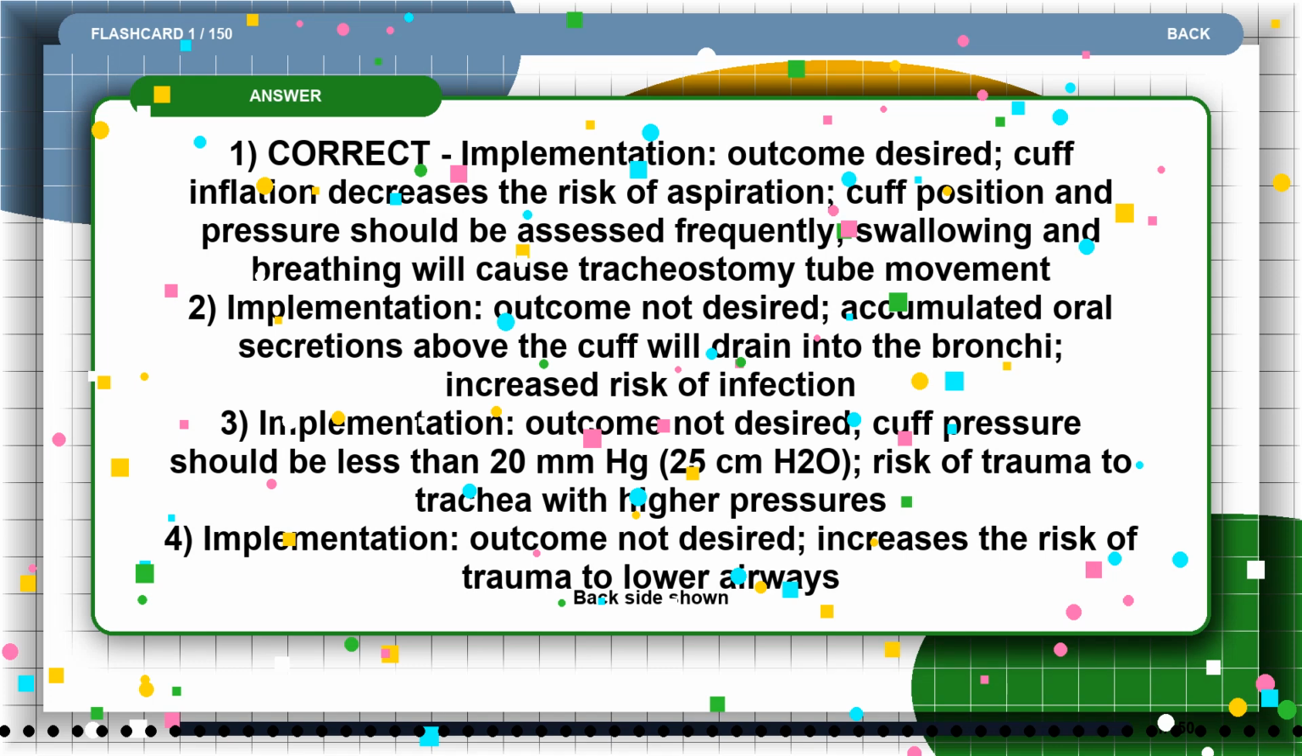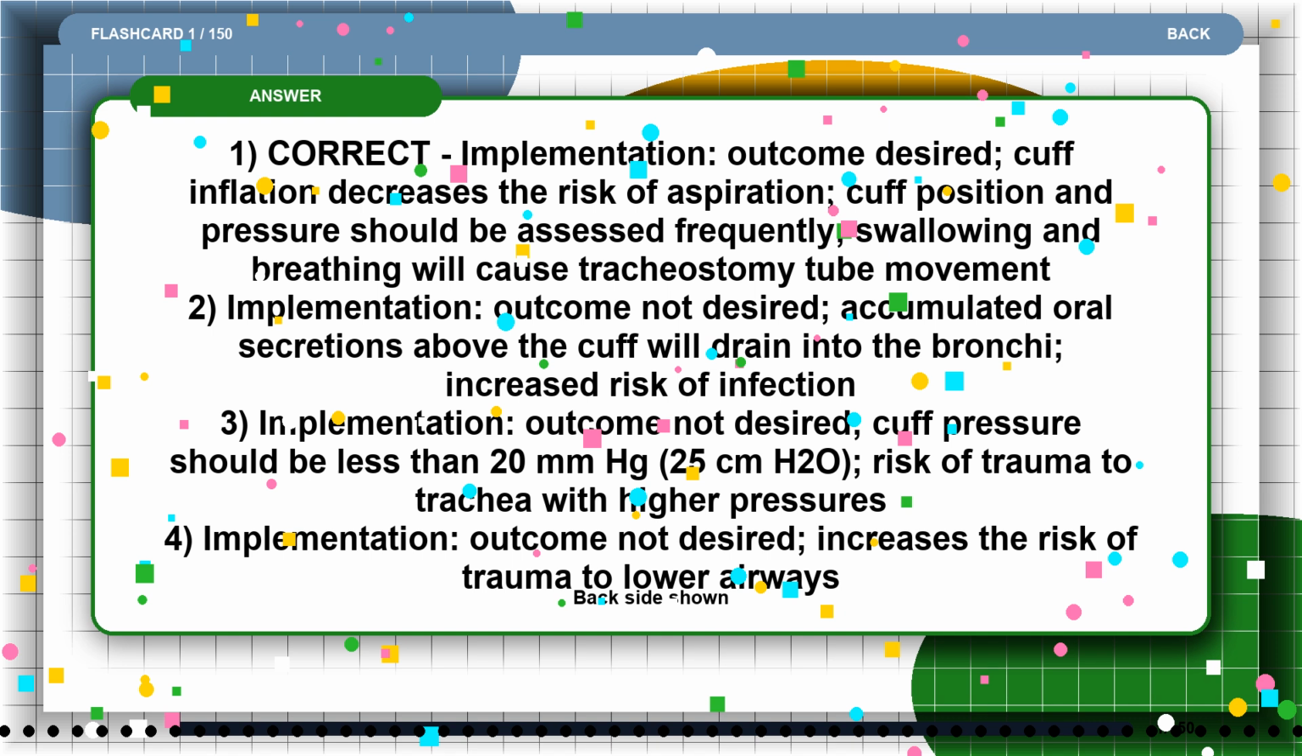The answer is 1. Correct implementation. Outcome desired. Cuff inflation decreases the risk of aspiration. Cuff position and pressure should be assessed frequently. Swallowing and breathing will cause tracheostomy tube movement.